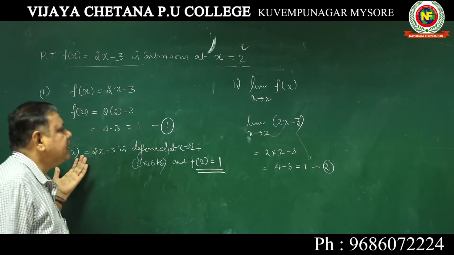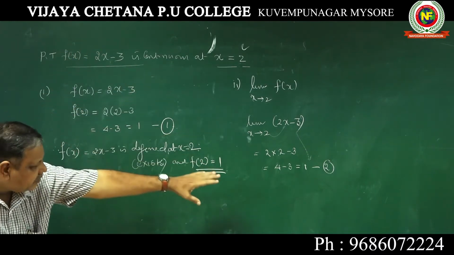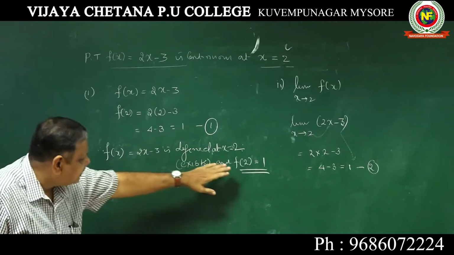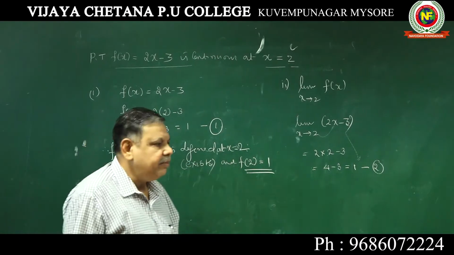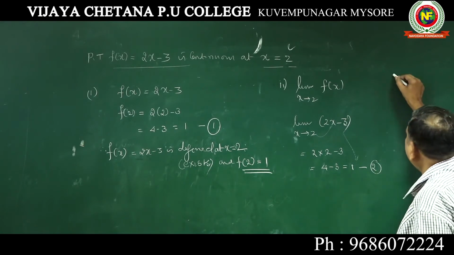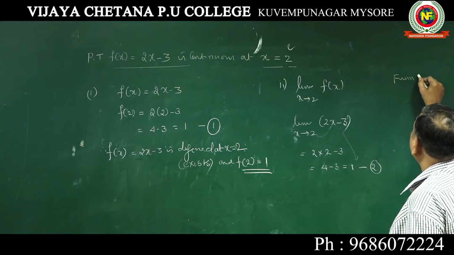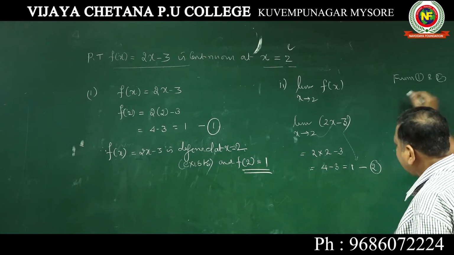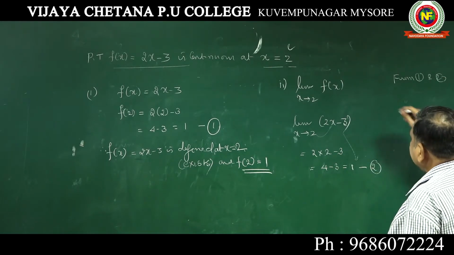Therefore, the third condition is that the limit as x tends to 2 is equal to f of 2. Both are the same, so the function is a continuous function. From 1 and 2 you can write, it is observed.